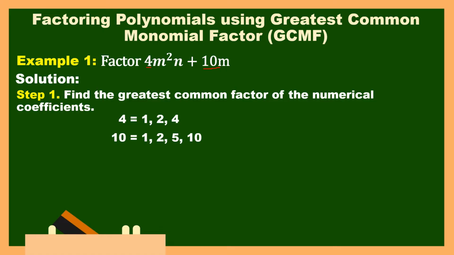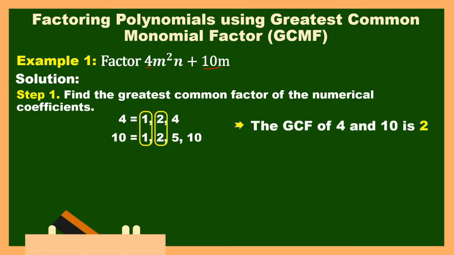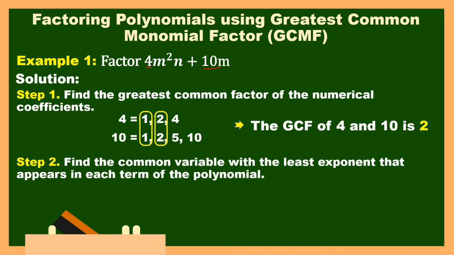Now, let us look for their common factors. We have 1 and 2. And since ang kailangan natin ay ang GCF or yung greatest common factor, ang gagamitin nating GCF ay 2. So, the GCF of 4 and 10 is 2. Step 2, find the common variable with the least exponent that appears in each term of the polynomial.